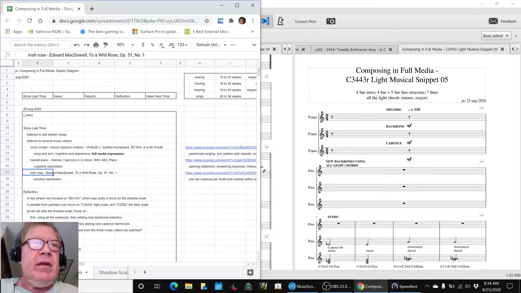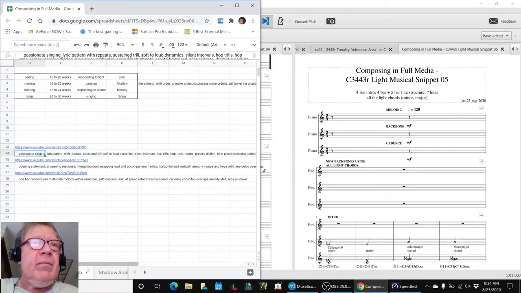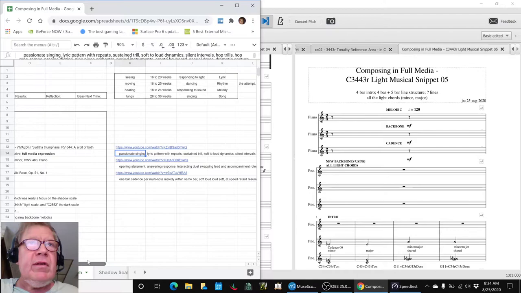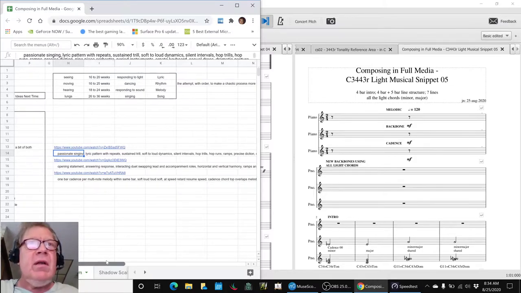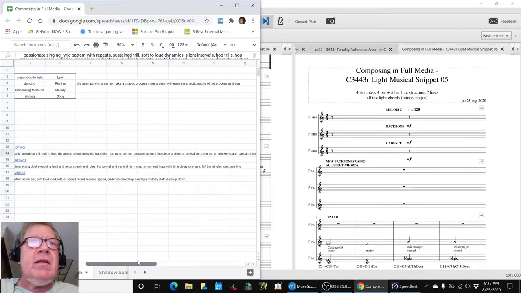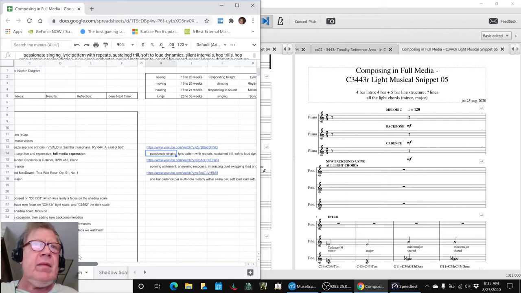We identified things that we liked about those videos quite a lot, in particular what we might call the full media expression. Passionate singing, lyrics, words that went with the music, pattern to the lyrics, which is like poetry, just like we use pattern in our music, soft to loud dynamics, silent intervals, what we call hops and trills and runs and ramps, precise diction, a nine-piece orchestra, period instruments, ornate keyboard, and casual dress, dramatic expressions, gestures, facial expressions, piercing high conclusion, and a balanced low. Really cool.